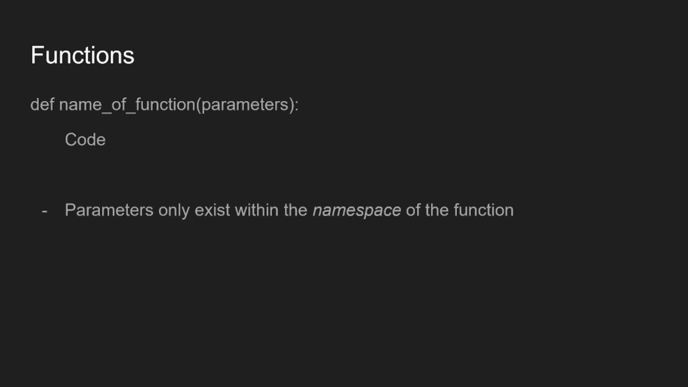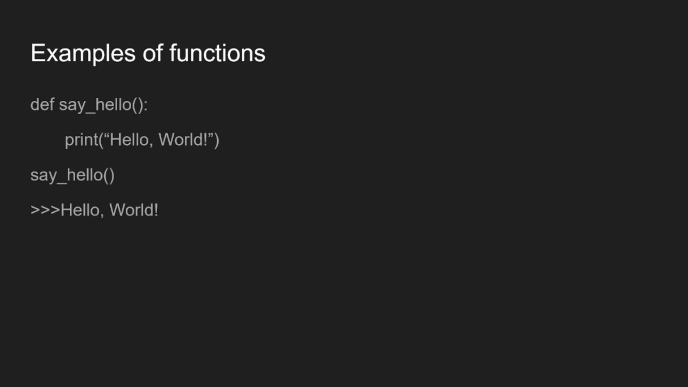The parameters that you define in the function will not exist outside of the namespace of that function and can only be used within that function. Sometimes we don't need a function to return anything. For example, if we wanted to make a function that printed a message, then we would not have to return a value because that function gives an output by itself.